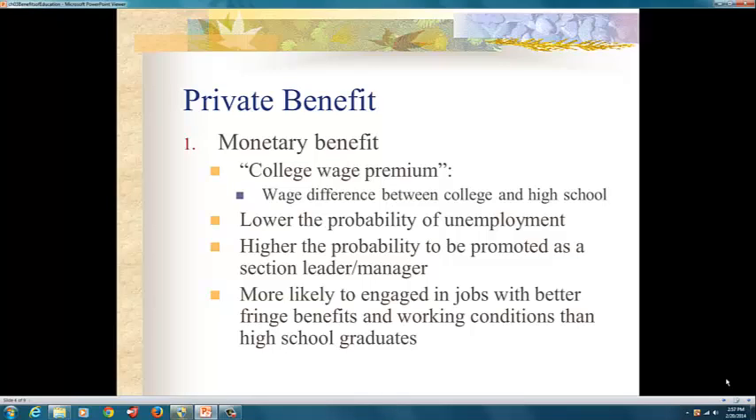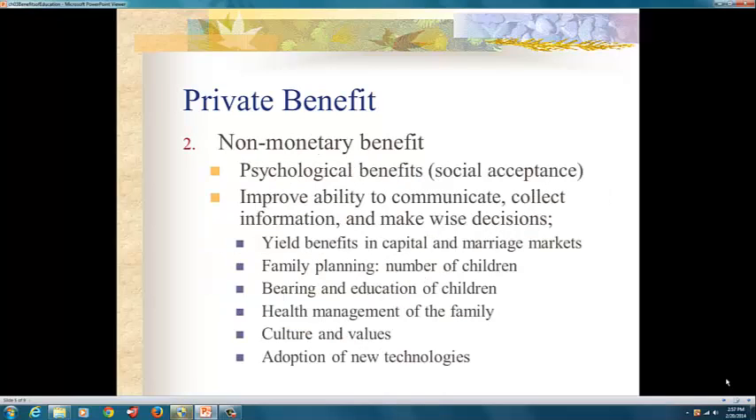But what about that second category? What can that be other than a monetary benefit? Because with more education, that's what we think about, more money. But there are other benefits. Given that, any thought yet? Well, let's see. They are the non-monetary benefits. Well, you may wonder, who really cares about non-monetary benefits? But these are just as important as the monetary benefits.